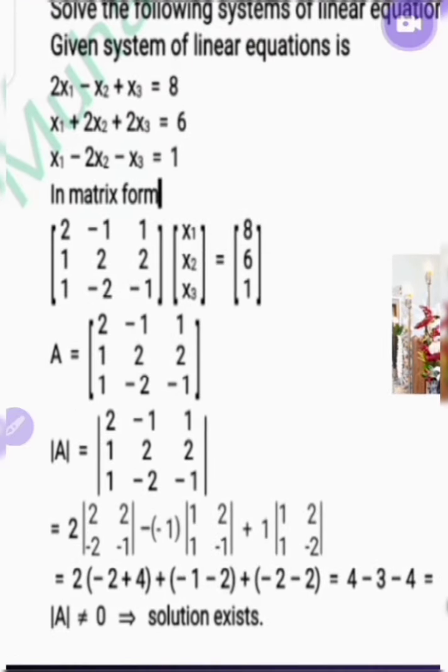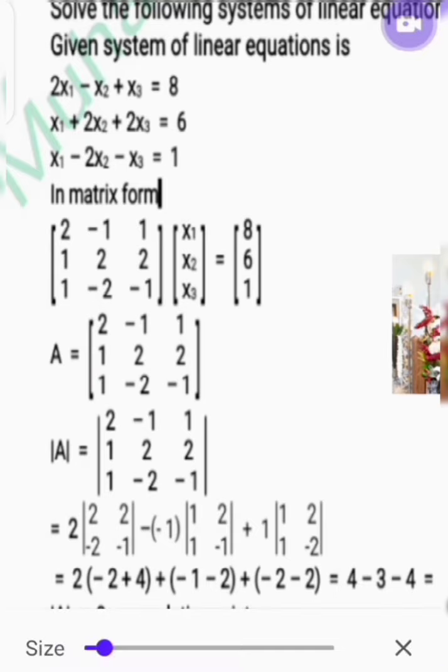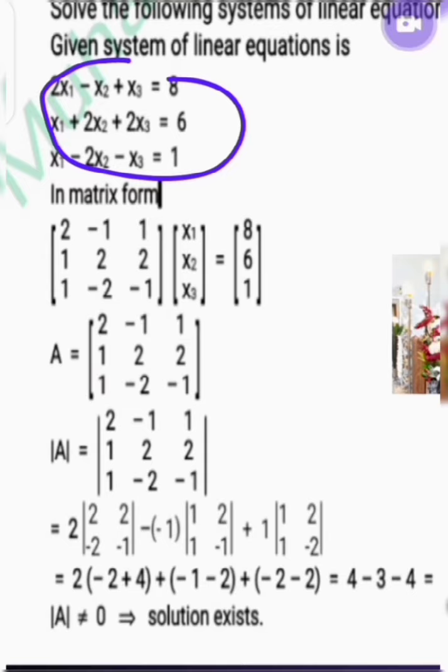The given system of equations is 2x1 minus x2 plus x3 is equal to 8. The second equation is x1 plus 2x2 plus 2x3 is equal to 6. And the third equation is x1 minus 2x2 minus x3 is equal to 1. First of all, we will write these three equations in matrix form. How we will write in matrix form, I will explain in full detail.